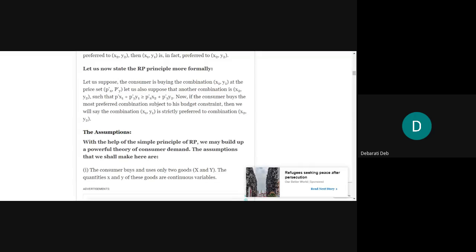If the consumer is buying the first combination, x1 and y1, then we can easily say that this first combination x1 y1 is strictly preferred to the combination x2 y2. These are simple notations; the simple concept has been explained with notations.